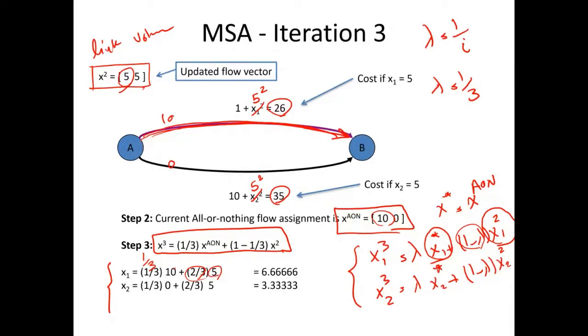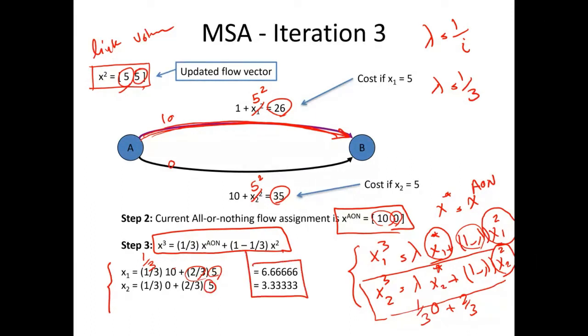And now if we do the same thing for the second link, we find that it's 1/3 times 0. So the all or nothing x on the second link would be 0 plus 2/3 multiplied by the volume from the previous iteration, which was also 5. And now the new link volumes would be 6.6, 6.6, and 3.3.